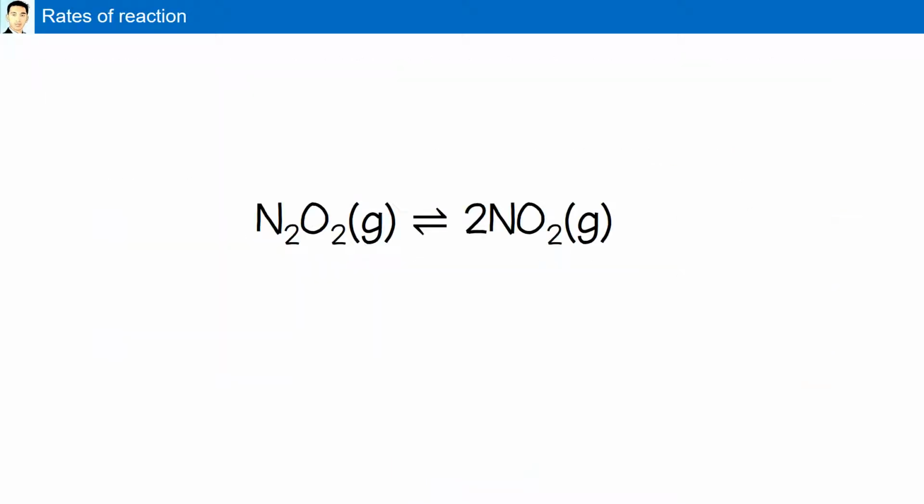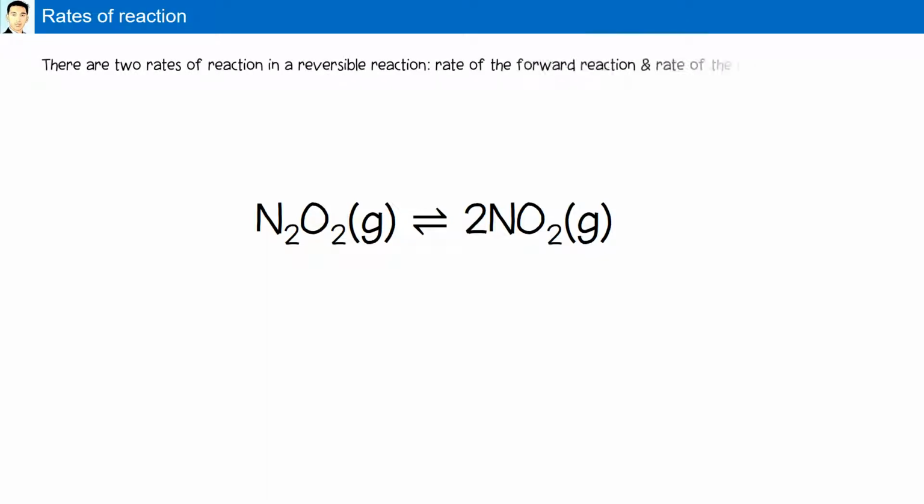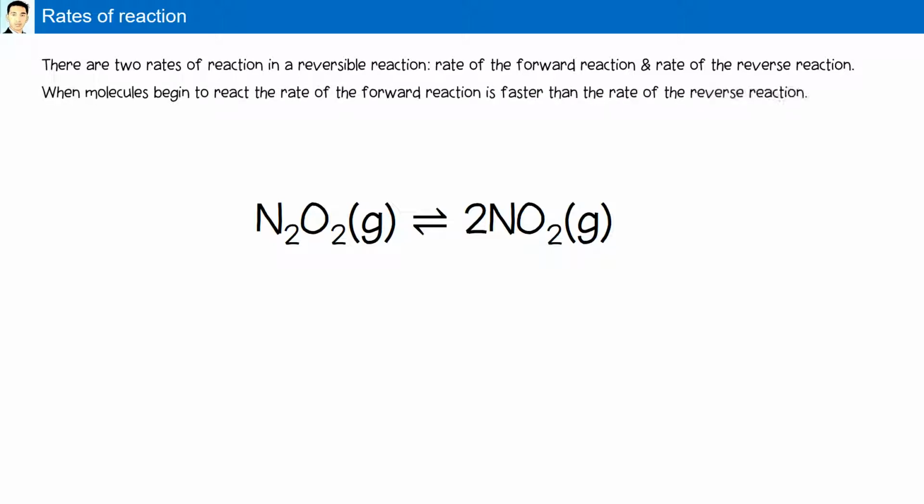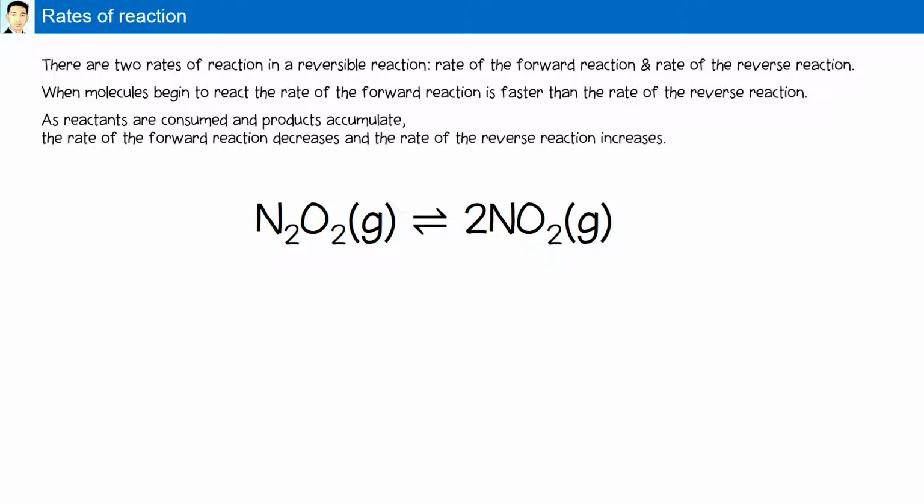Rates of reaction. There are two rates of reaction in a reversible reaction: the rate of the forward reaction and the rate of the reverse reaction. When molecules begin to react, the rate of the forward reaction is much faster than the rate of the reverse reaction. As reactants are consumed and products accumulate, the rate of the forward reaction decreases and the rate of the reverse reaction increases.